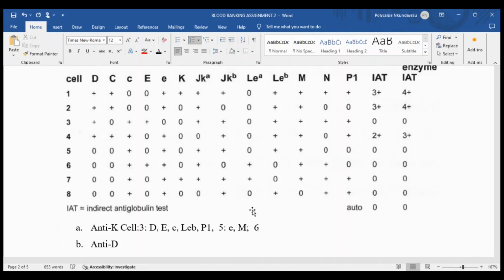Cell number 6. Small e, and we can't even hear, but it's okay. Jka, now we can remove it, isn't it? Lewis a.